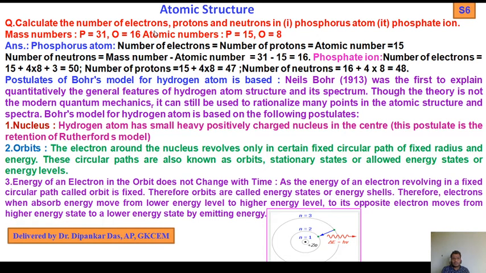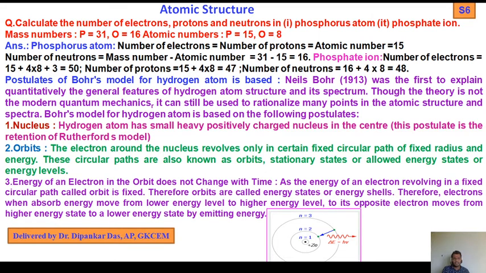Calculate the number of electrons, protons, and neutrons for phosphorus atoms and phosphate ions. Mass numbers given: phosphorus 31, oxygen 16; atomic numbers: phosphorus 15, oxygen 8. Very simple problem. How to calculate the number of electrons? For a phosphorus atom, the number of electrons equals the number of protons, which is nothing but the atomic number, 15.